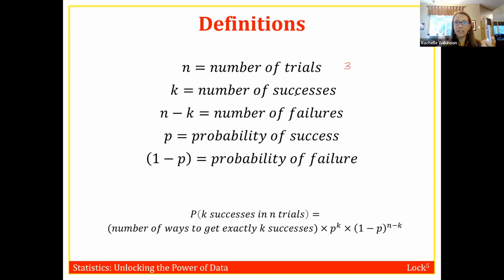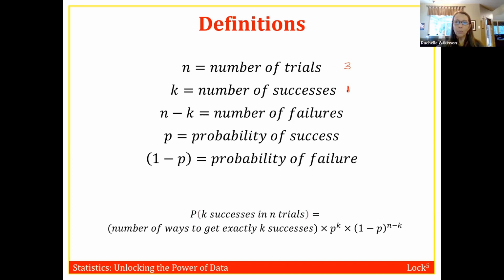K is the number of successes. And by success, we mean whatever it is that we're interested in. So in this case, we're calling a success a lefty because that is what I was interested in. So I wanted to know the probability of 1 lefty out of 3 people. So the number of successes is 1 because I wanted to know 1 lefty out of 3.